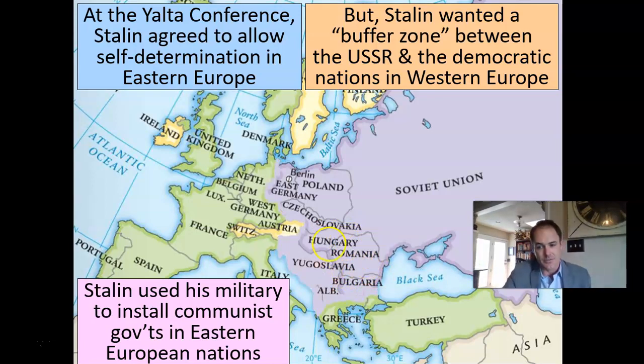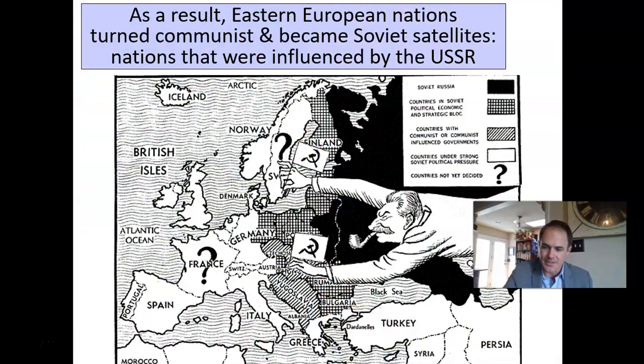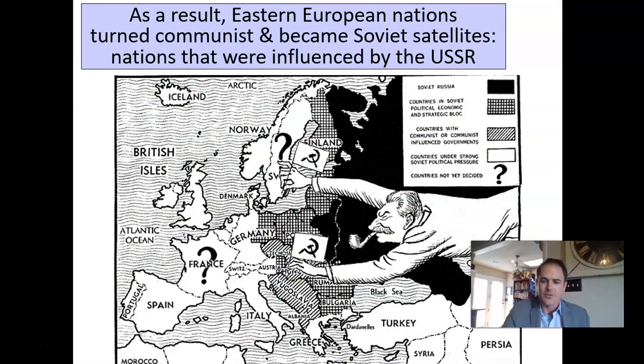Instead, he uses his Red Army to make sure that governments similar to his are installed in these Eastern European nations. And so this is a cartoon from the perspective of the West, right? They see communism spreading first into Eastern Europe and then perhaps into Western Europe. You see the question mark of France, question mark of Sweden, and so the West feels threatened by the spread of communism, whereas from the Soviets' perspective, they're wanting to protect themselves from future attacks.